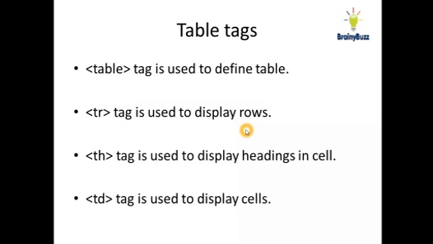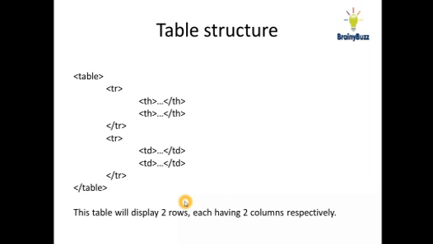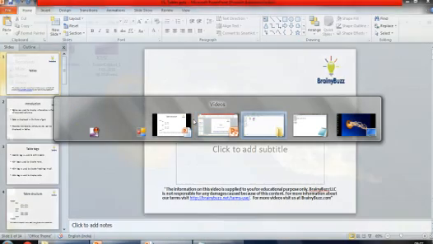Now a table has a rows and columns structure. The table tag is used to define the table, the tr tag is used to define the table rows, the th tag is used to define the headings in the cell, and the td tag is used to display the cells. This is a table structure, this is the starting tag and this is the ending tag of the table. One tr row will have two headings, and another tr row has two cells, the td tags. Overall this table will have two rows, each having two columns. So let's see an example.